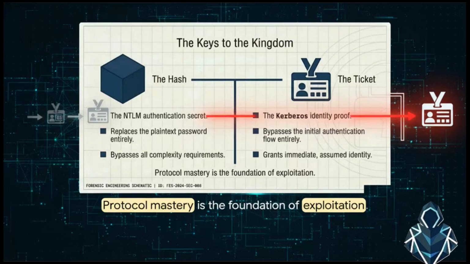behaviors. At the end of the day, the hash and the ticket truly are the keys to the kingdom. Protocol mastery is literally the foundation of exploitation. Once you understand that the hash replaces the plaintext password entirely, bypassing all those human-created complexity rules, and that the ticket bypasses the initial authentication flow entirely to grant an immediate assumed identity, you understand exactly why these techniques have dominated corporate network breaches for decades.